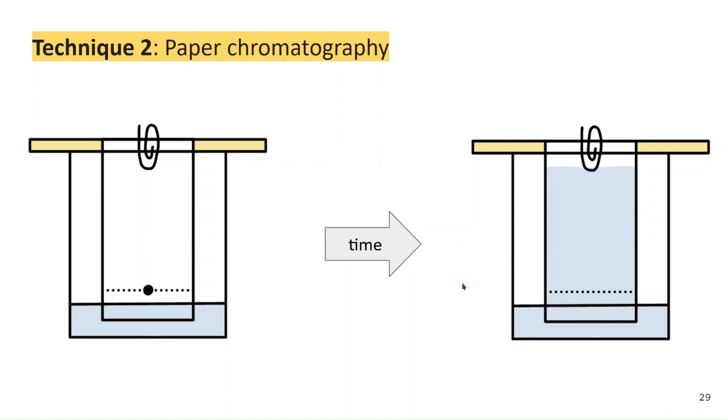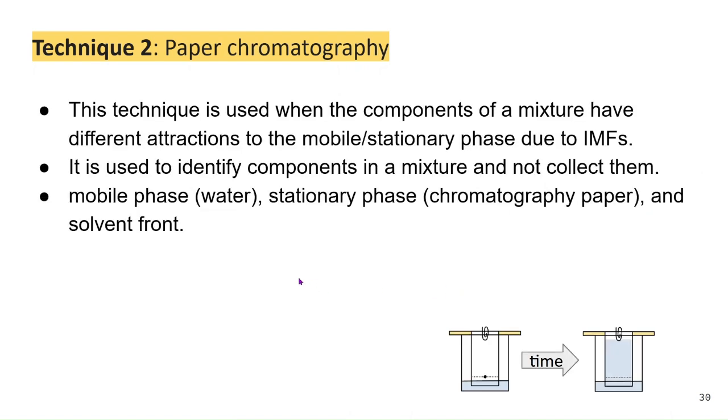So it's really cool when you do it. You see all these different colors. I can't remember if I put an actual picture of it in this slideshow, but we'll do it in class. You literally just dip it in there, leave it for a while, and then you see how it separates. And it is used to identify components in a mixture and not to collect them. So it's to see how they're different. And in biology, there are lots of types of chromatography that you might use. So there are some technical values we'll get into eventually.